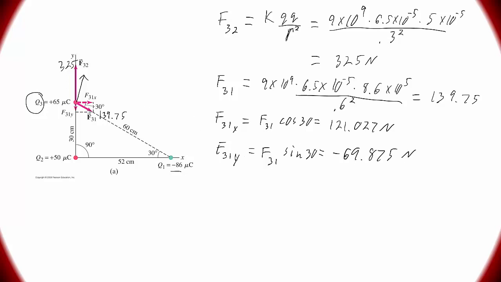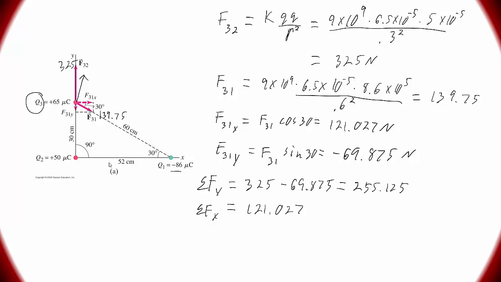Okay, so to find the total y component, this is the sum of the forces in the y direction. I'm going to have this one, the 325, minus 69.875. For the sum of the forces in the x direction, there is only one force in the x direction, which is this 121.027. Let me go back and actually perform this subtraction, and we get 255.125. So essentially we've got 255 up, 121 over, and we want to find the sum of those two forces. So we can just use the Pythagorean theorem.